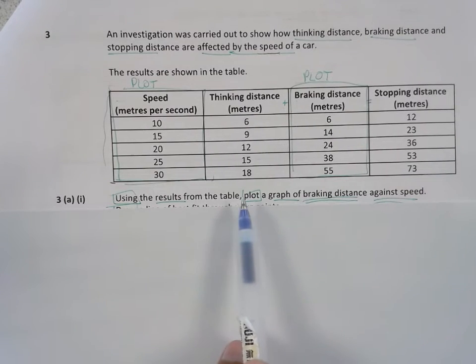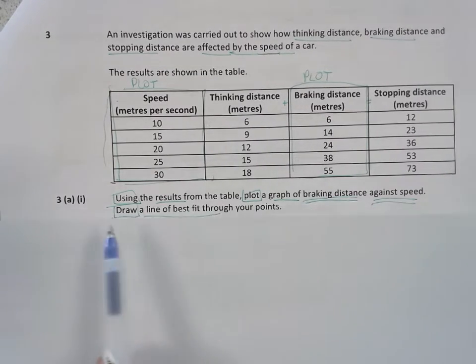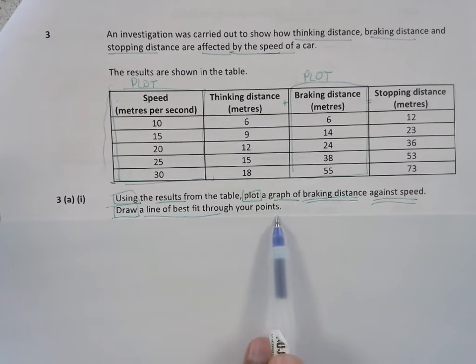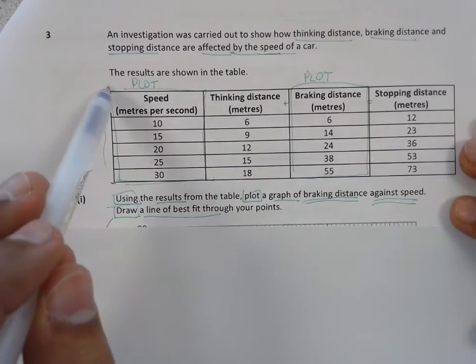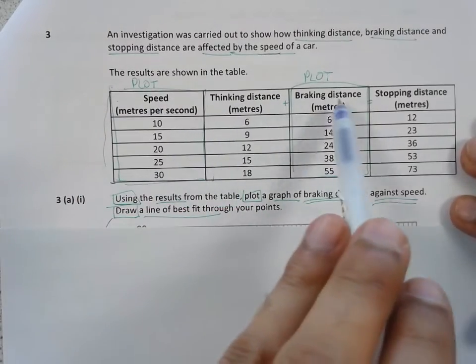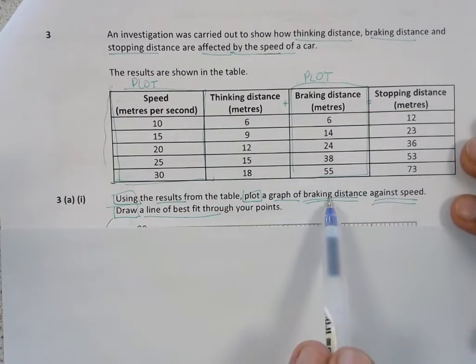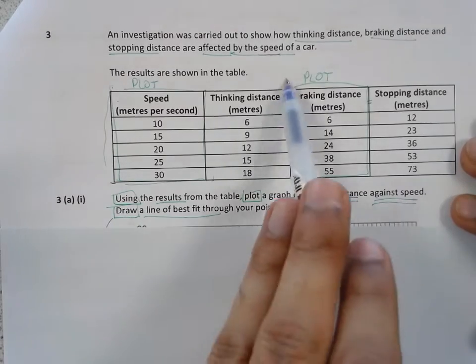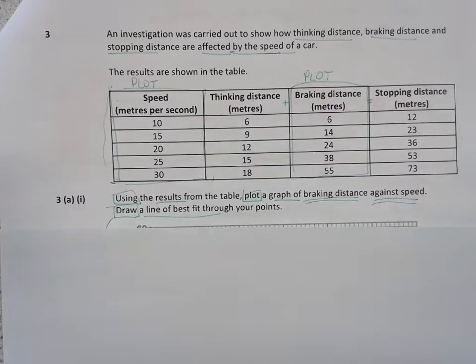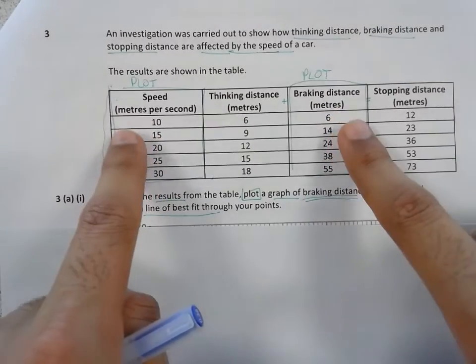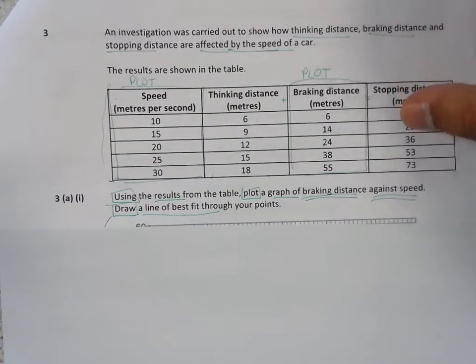Using the results from the table, plot a graph of braking distance against speed. Draw a line of best fit through your points. Before you start plotting, because there are so many different things, 4 different things on the table, you're only asked to plot 2, braking distance and speed. So I would just put a box around braking distance and speed so I know where to focus when I'm trying to find my pairs of points to plot on the graph.